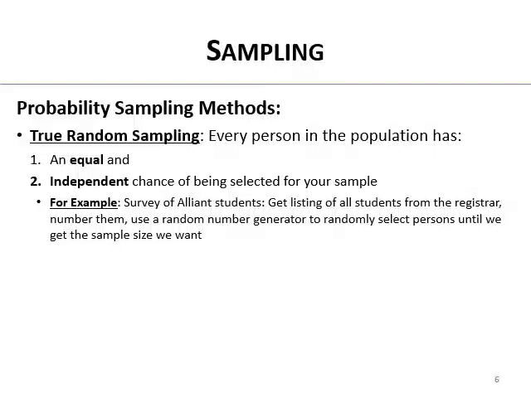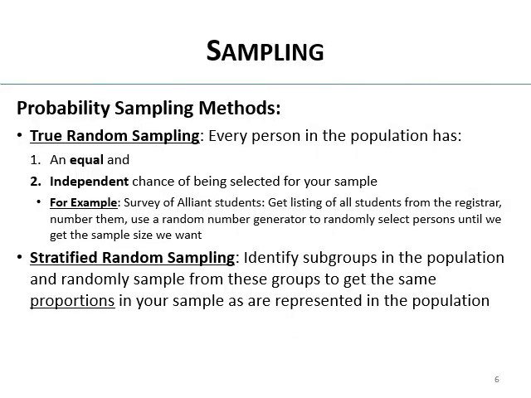So independent means if one person is selected, it does not change the probability of any other person in the population being selected. A counterexample of that would be you randomly select a house, and anyone who's in the house is selected to be in your sample. That would not be true random sampling because the other people's probability of being in your sample is increased by having a family member complete the survey.